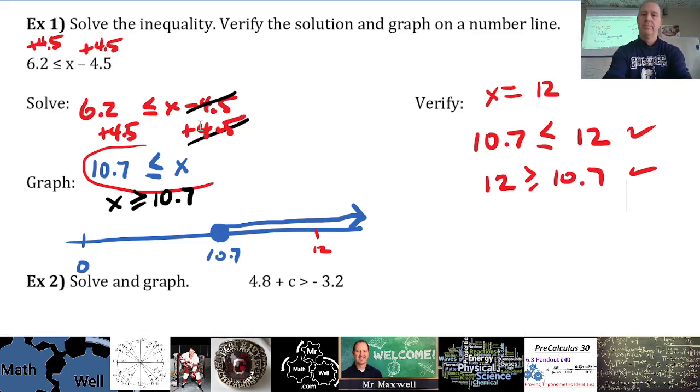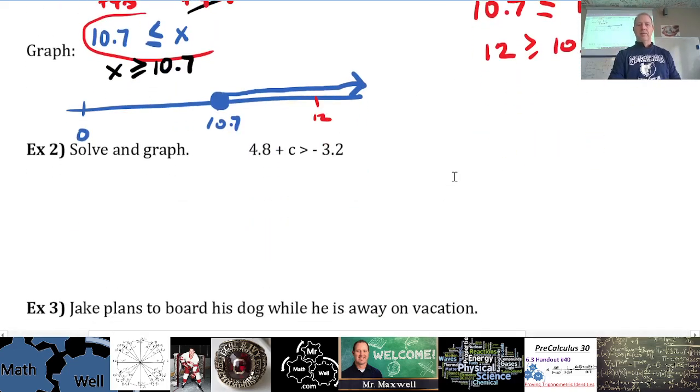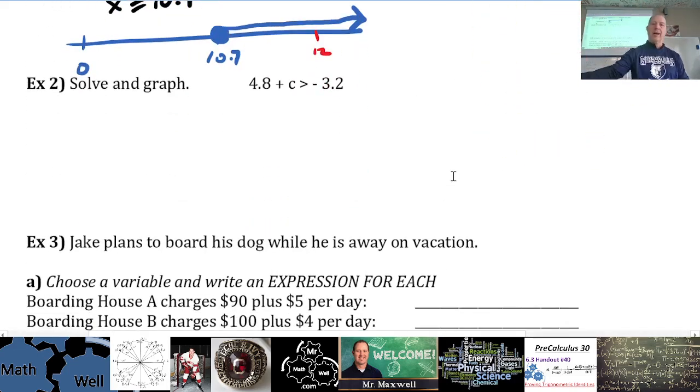Okay, let's try example 2. So let's solve and graph this one. I see that C here is positive on the left side. That's great. So I'm going to leave it over there on the left side because I like it positive. But I'm going to get rid of this 4.8. This is a positive 4.8 that's being added to C, so I'm going to subtract 4.8 from both sides. Subtract 4.8.